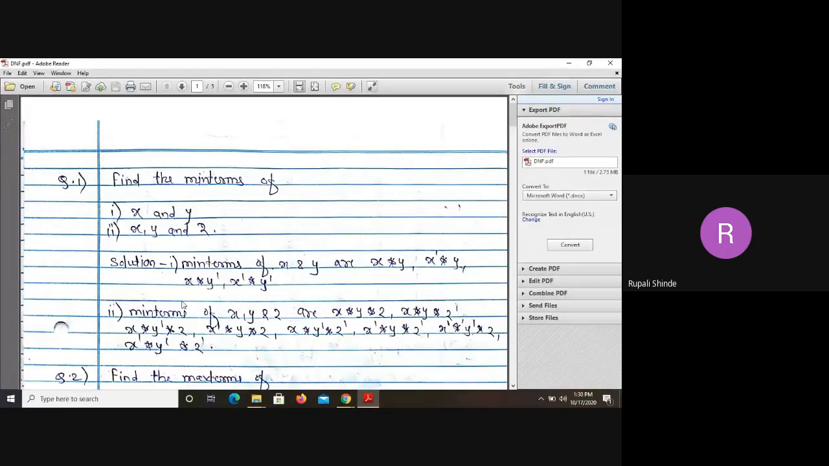So have we understood the meaning of minterm? Yes, ma'am. Yes, ma'am. Okay.